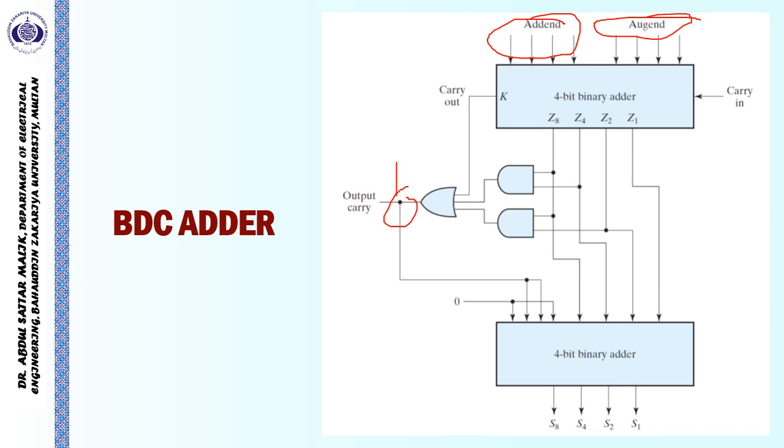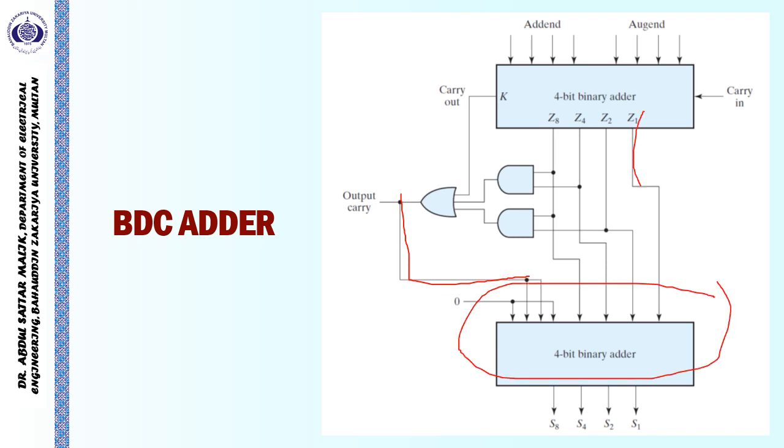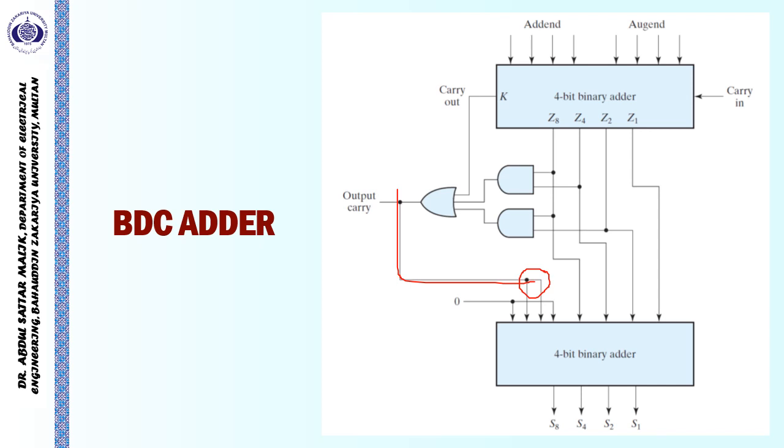In order to adjust that, we have to add 6 to make it a BCD. So we have taken yet another parallel binary adder. It is taking Z1, Z2, Z4, Z8 as its augend, and the addend is taken from this carry output: the inner 2 bits are equal to the carry output and the remaining 2 bits are equal to 0. When this carry output is 0, these two will also be 0 and nothing will be added, and the number will come over here as a valid BCD sum.